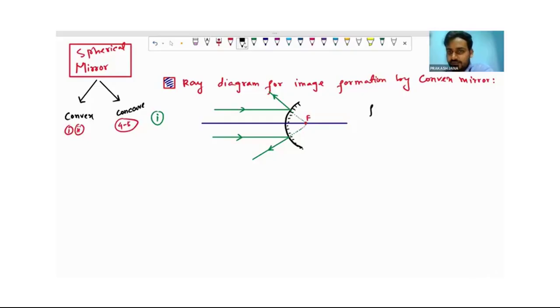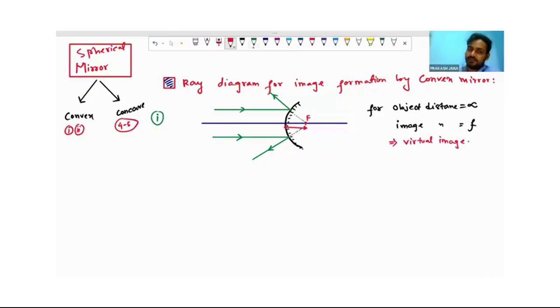Let me write, for object distance equals infinity, the image distance will be nothing but the focus distance. This is the distance we measure from the pole to the focus. This is f, isn't it? This is the image distance. What conclusion can we draw? This is a virtual image, as the image is formed behind the mirror, isn't it?